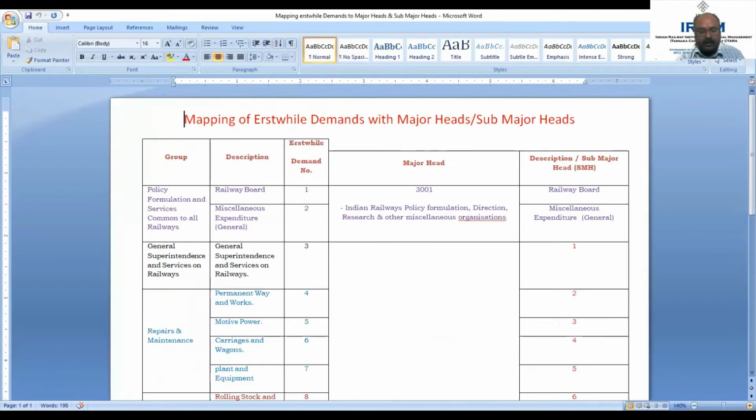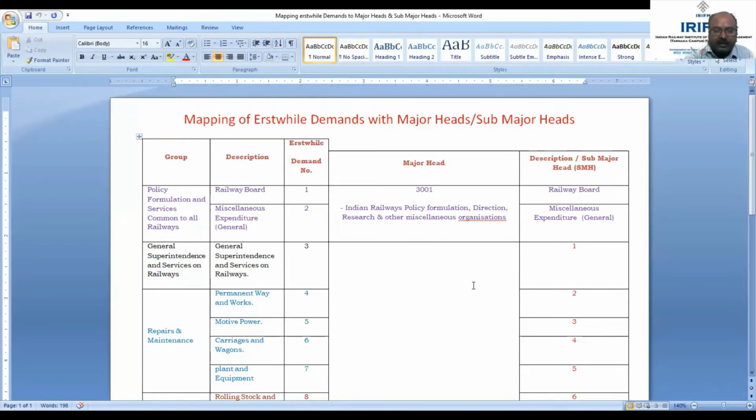This is important from the examination point of view. See, mapping of erstwhile demands with the major heads or sub-major heads. We have 16 erstwhile demands, as all of you know, prior to 2017-18. The 16 demands we already discussed in the last class. Again, we'll check once again.